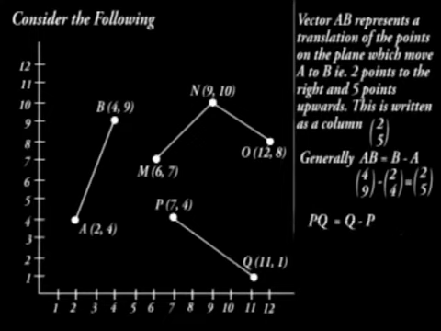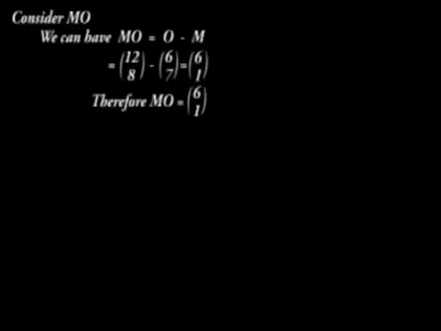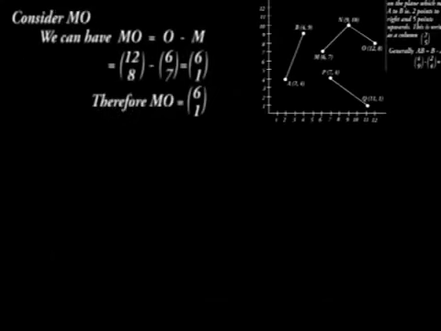PQ is Q minus P, which is equal to (11, 1) minus (7, 4), giving us (4, -3). Therefore, PQ is equal to (4, -3). Consider vector MO. We can have MO is equal to O minus M, that is (12, 8) minus (6, 7), giving us (6, 1). Therefore, vector MO is equal to (6, 1).